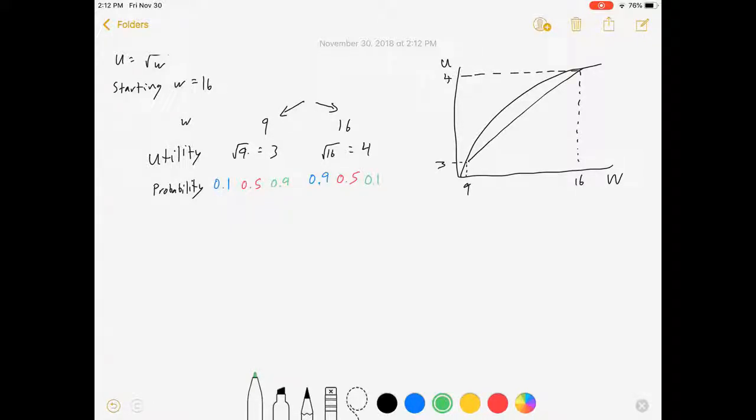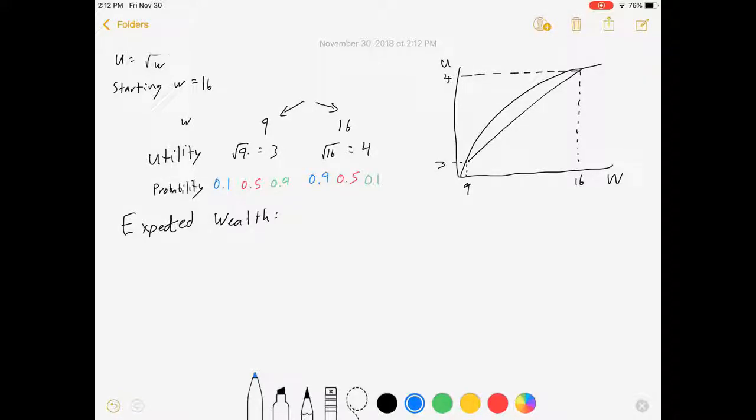And so by comparing these different probability distributions, we're going to get some idea of how this person responds to risk. So the first thing I want to do is calculate my expected wealth. That's an easy enough place to start.